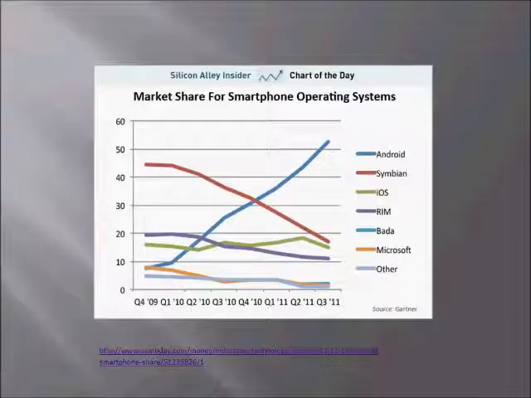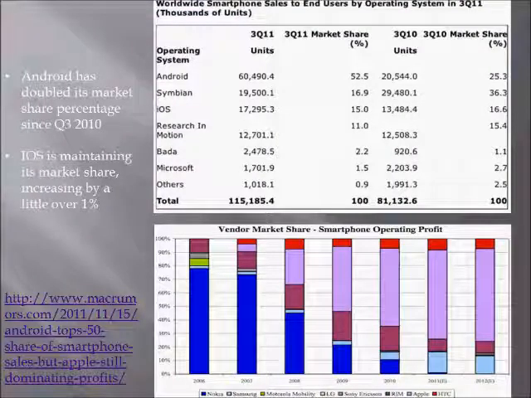So this is a graph showing the market share for the smartphone operating systems in quarter 4 of 2009. Android was at just under 10%, where iOS was at 15%. And in quarter 3 of 2011, iOS is still at 15%, whereas Android has now climbed to 52% of the smartphone market share.